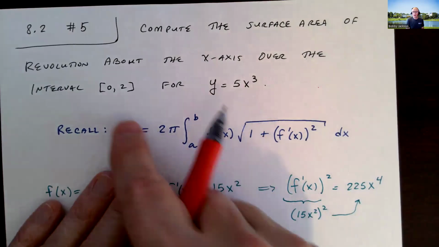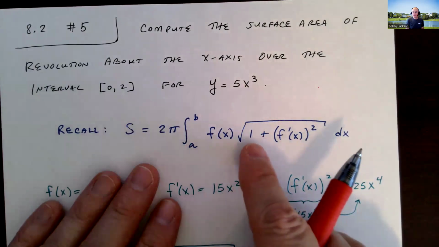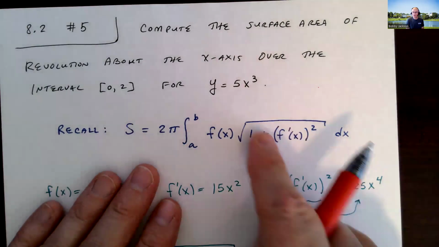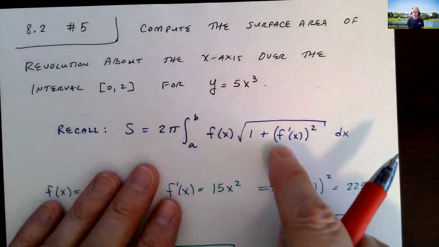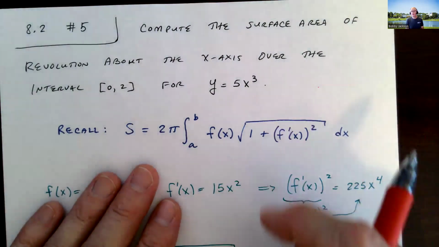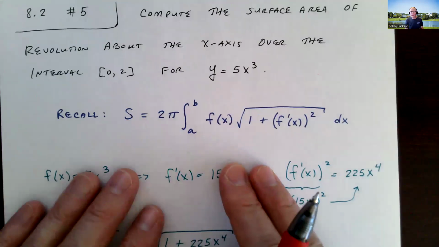Okay, so from that, remember we derived this formula for the surface area: 2 pi, of course, the integral from a to b, in this case going from 0 to 2, of the function times the square root of the derivative squared plus 1. So this really comes from the arc length, and the 2 pi times f of x is kind of like the circumference as we rotate that thing about, and we talked about how that made sense when we derived this.